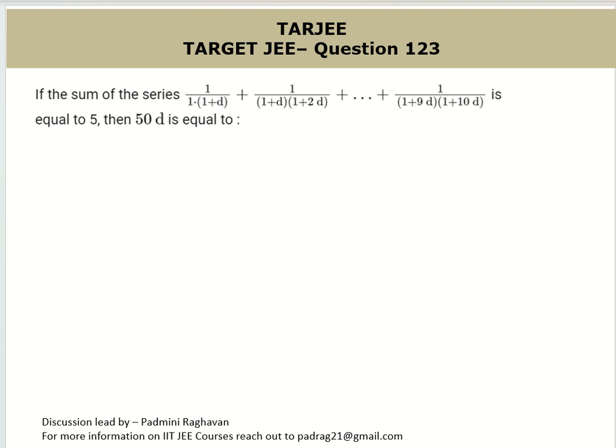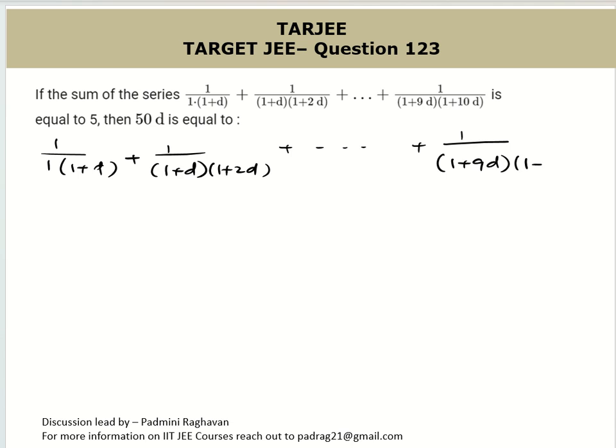We are given that 1 by 1 into 1 plus d, plus 1 by 1 plus d into 1 plus 2d, plus etc. The last term is going to be 1 by 1 plus 9d into 1 plus 10d. We can understand that the difference between these two is d, the difference between these two is d, the difference between these two terms is d, and you can see an overlapping 1 plus d here. So it is a typical telescopic series, but we need a d on top, but we don't have a d.